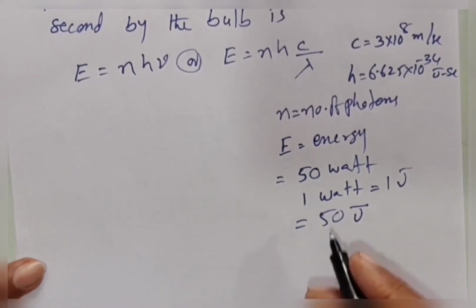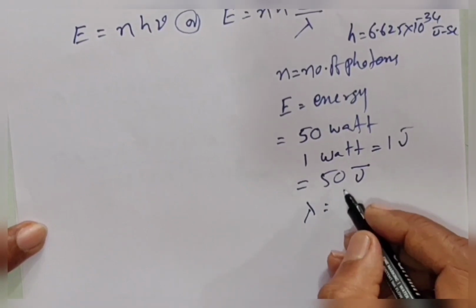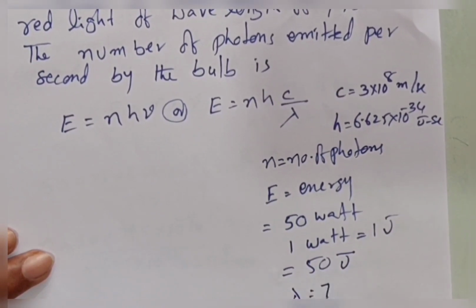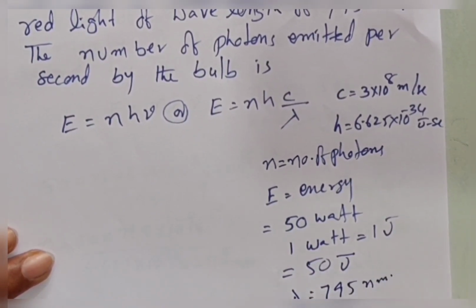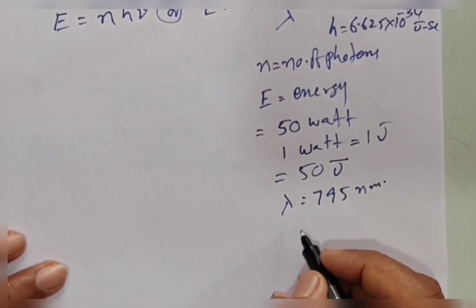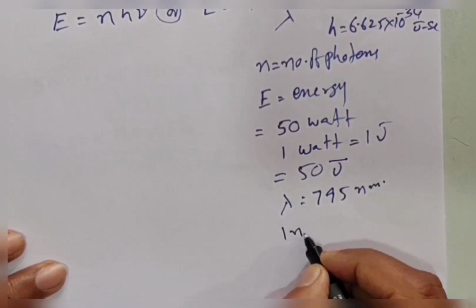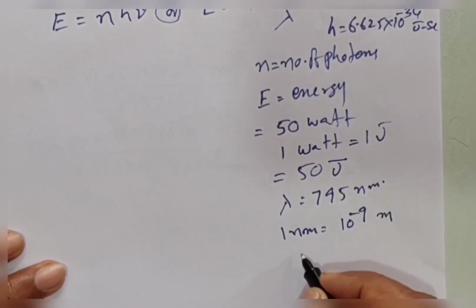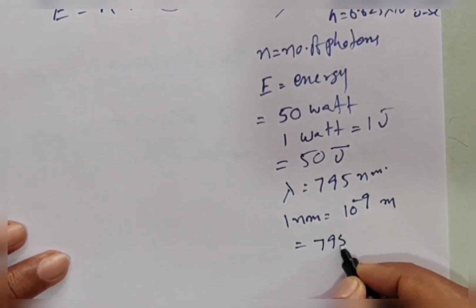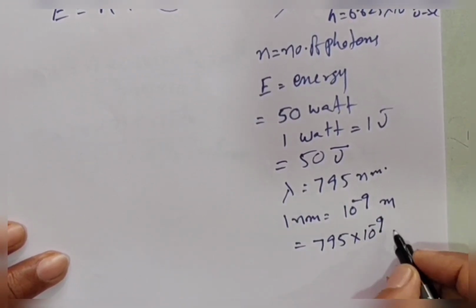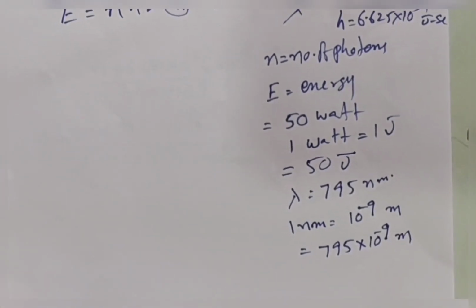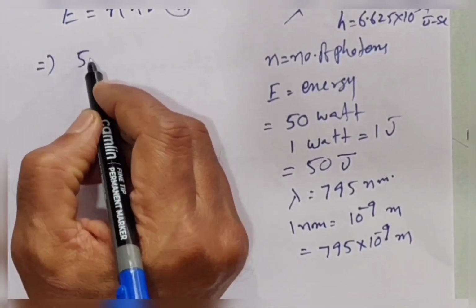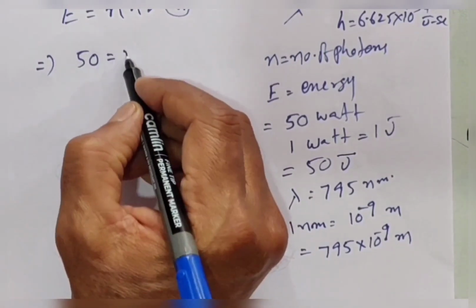Right? Next, another one is lambda. Lambda is given in nanometer, that is 795 nanometers. Then you have to convert nanometer into meters. 1 nanometer is equal to 10 power minus 9 meters. Then that is equal to 795 into 10 power minus 9 meter. Then you have to substitute these values in the mathematical expression. That is E is equal to 50, that is equal to n. You have to calculate the n value.